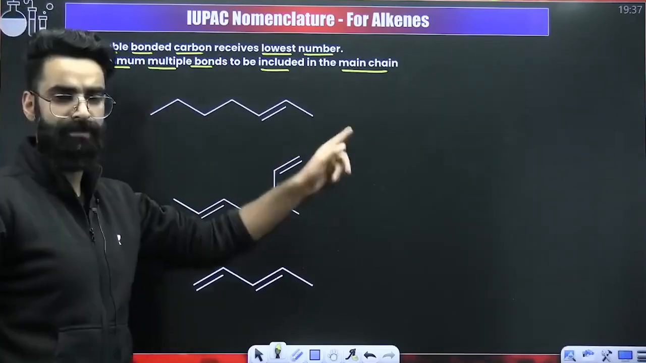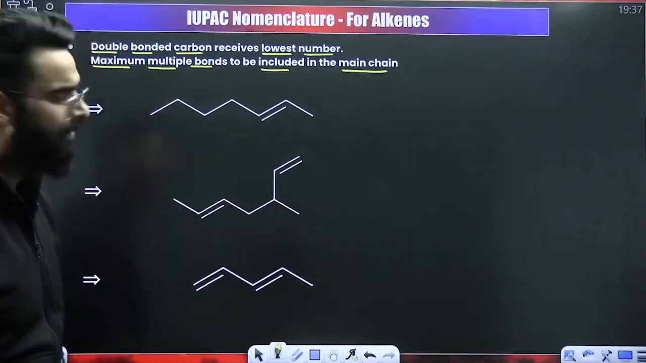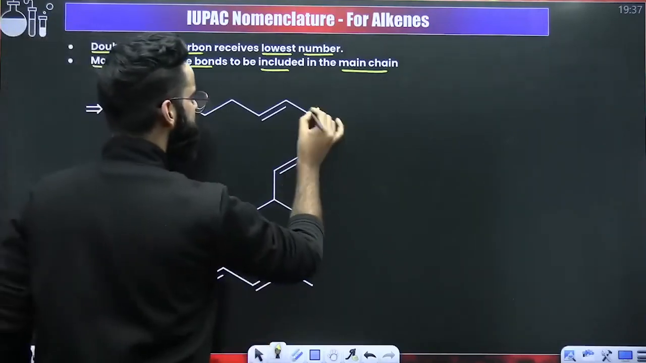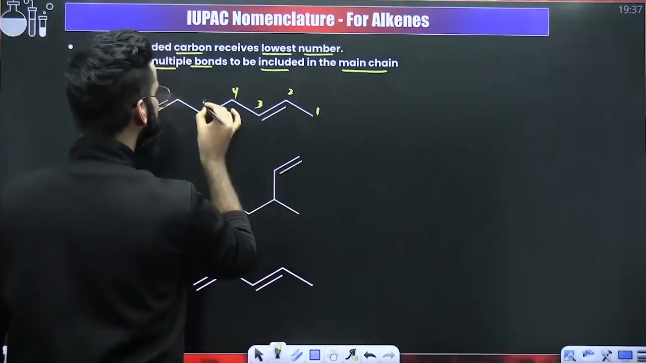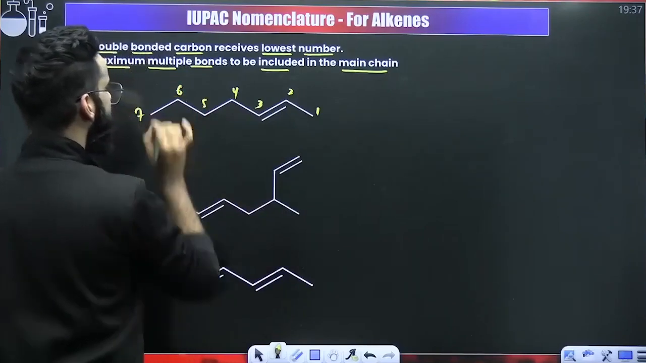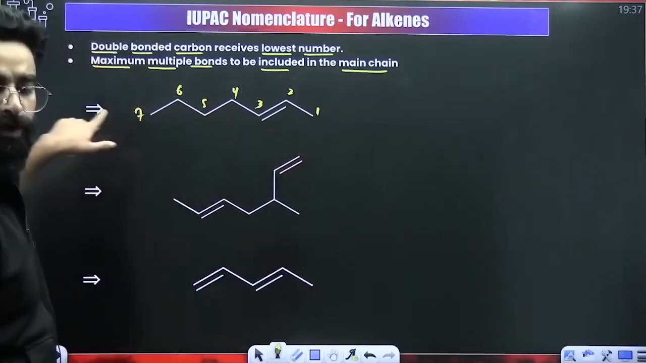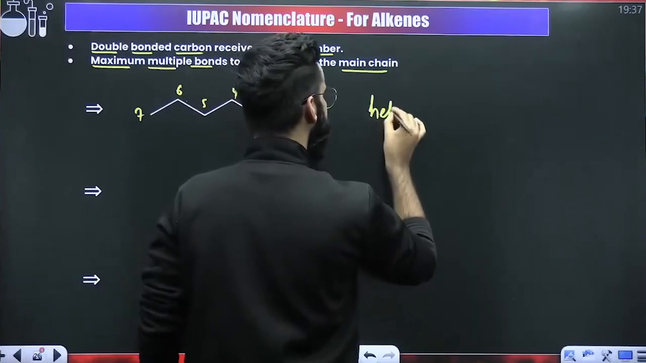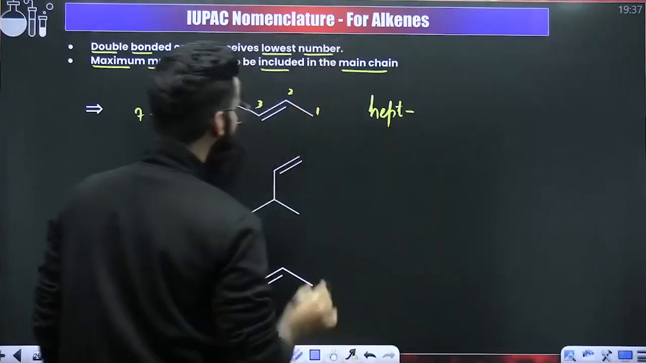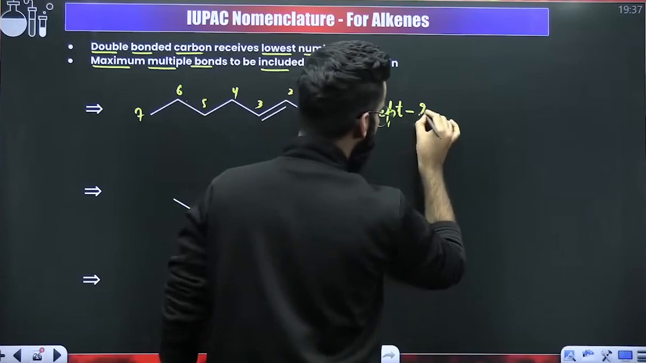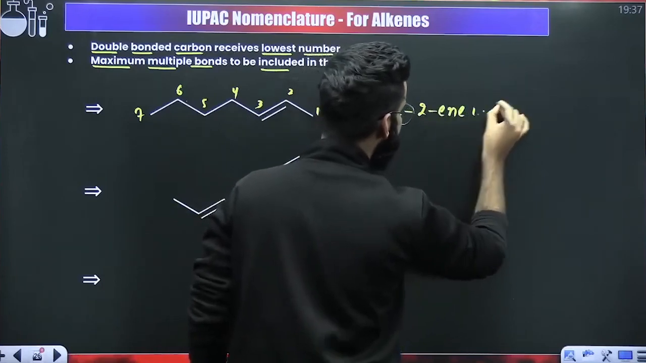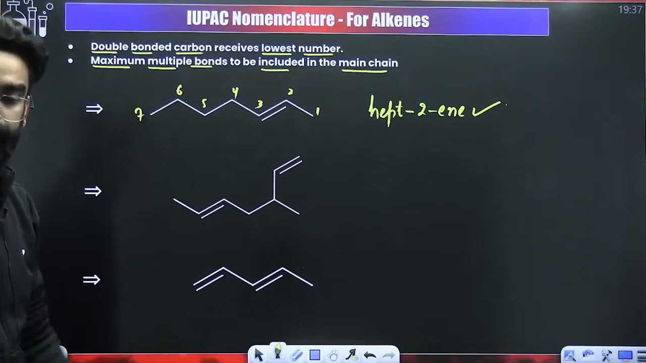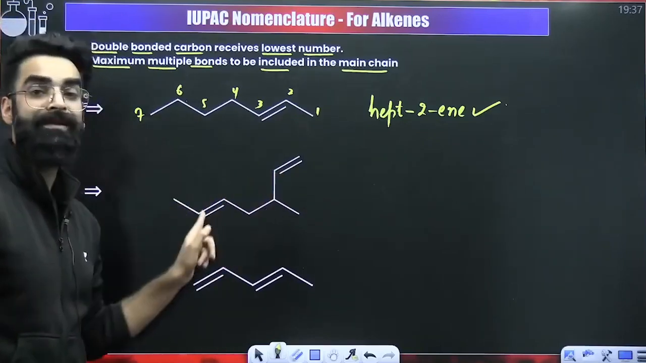Now, look at this particular molecule. Have a look, people. Double bond has to get the minimum number. So start from here. This is 1, 2, 3, 4, 5, 6, 7. So in the main chain, what do we have? How many carbon atoms? 7. So it's going to be hept. At carbon number 2, there's a double bond. For double bond, what do we use? We use ene. So hept-2-ene. Simple. Perfect.